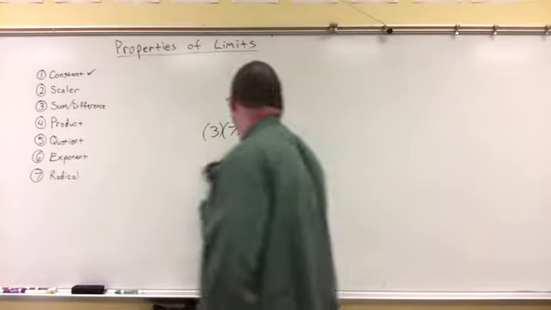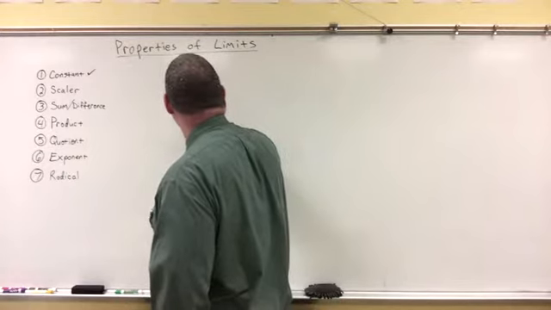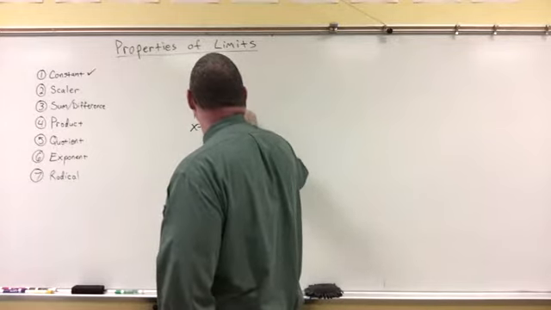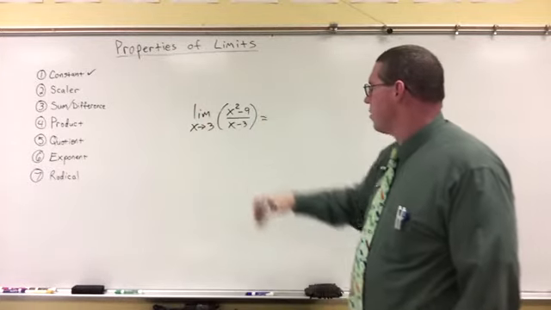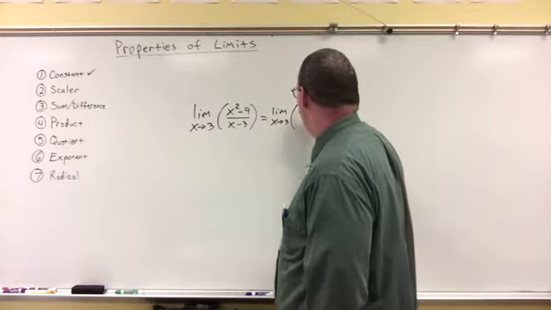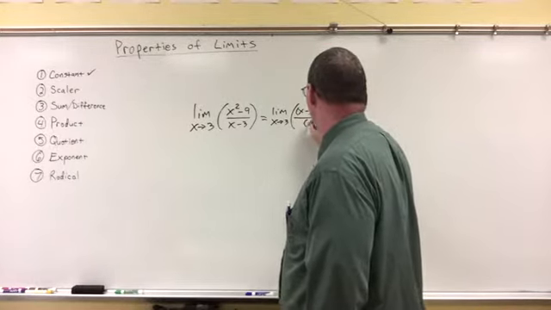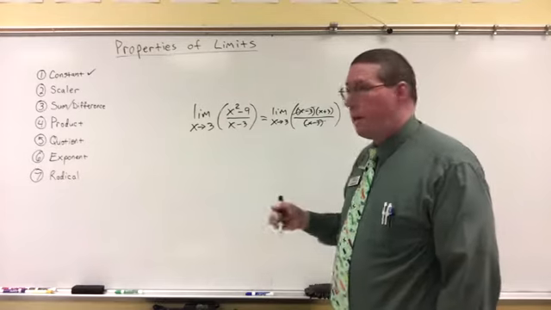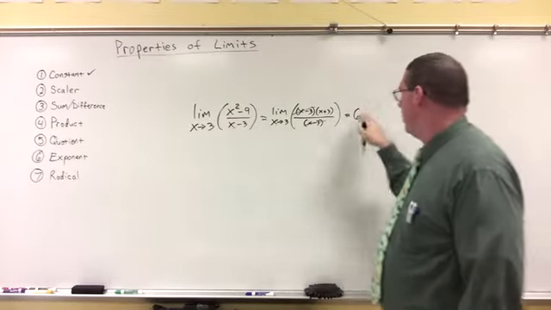So what we have here when we say a scalar is, you've seen the limit as x approaches 3 of x squared minus 9 over x minus 3. And we know that to solve this limit, we can factor the numerator. This becomes the limit as x approaches 3 of x minus 3 times x plus 3 over x minus 3. Then the x minus 3s cancel, we plug the 3 in for the x, and 3 plus 3 is 6. And so the limit here is 6.